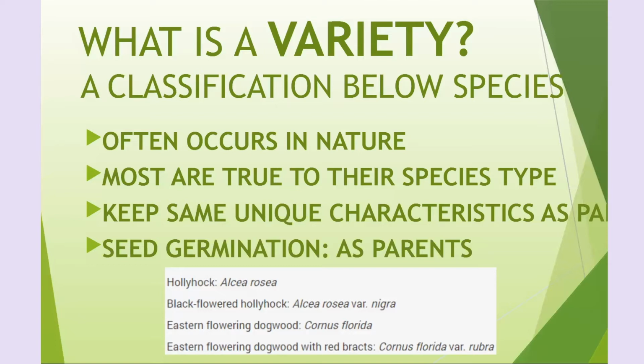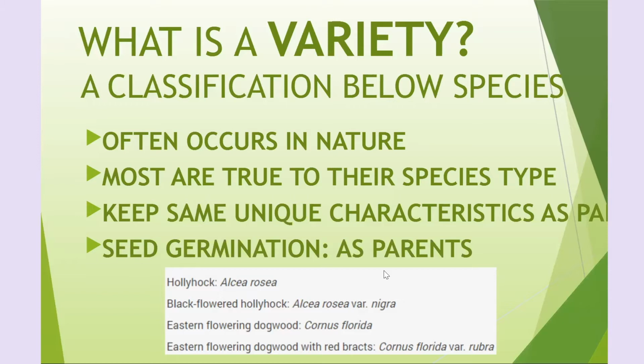And also it gives the same unique characteristics as the parent plant. It germinates with the same characteristics. How do we write these things? For example, here we have the genus and the species. Both of them are in italics. Genus, capital letter; species, not a capital letter.